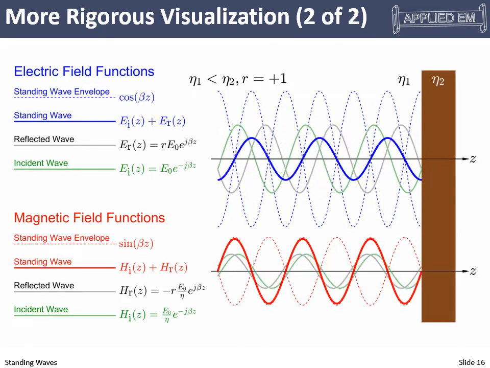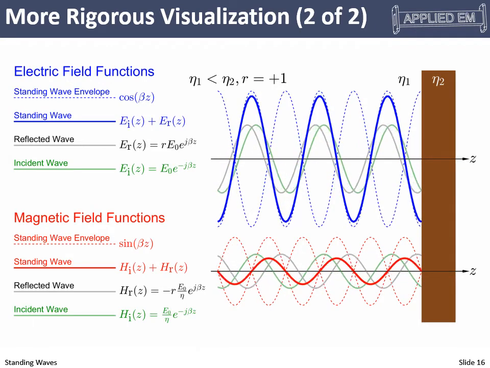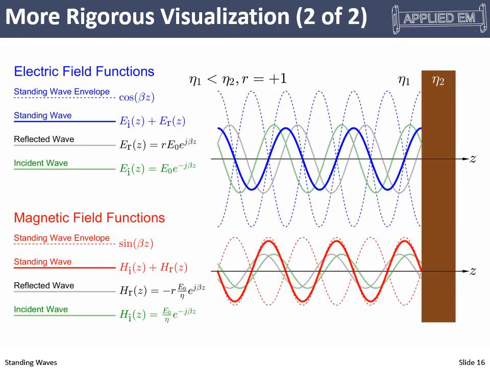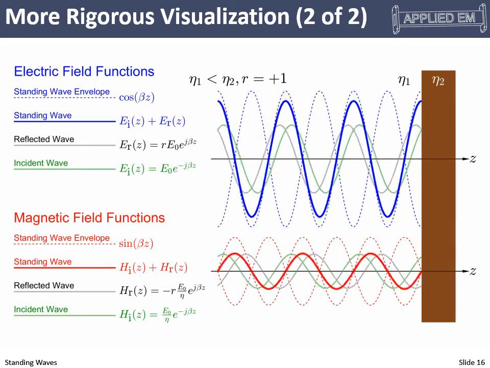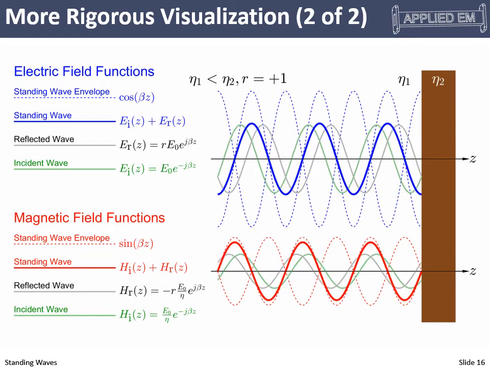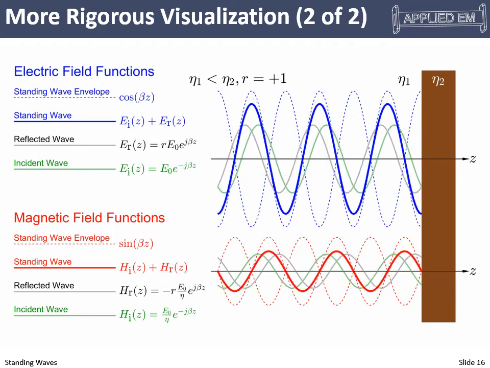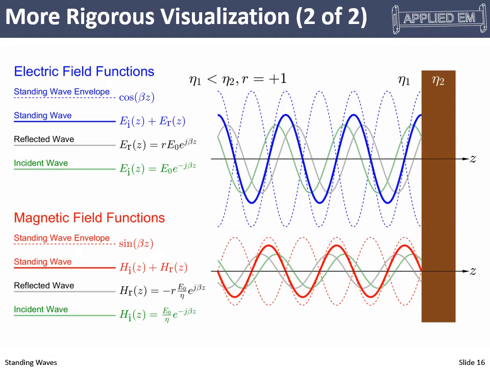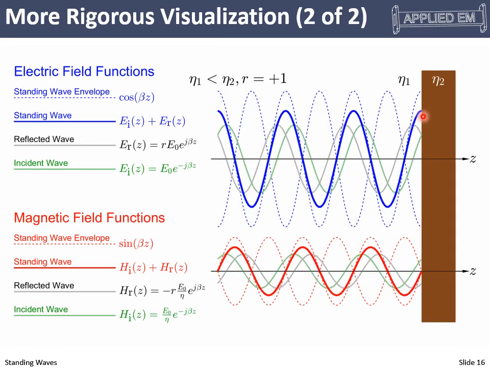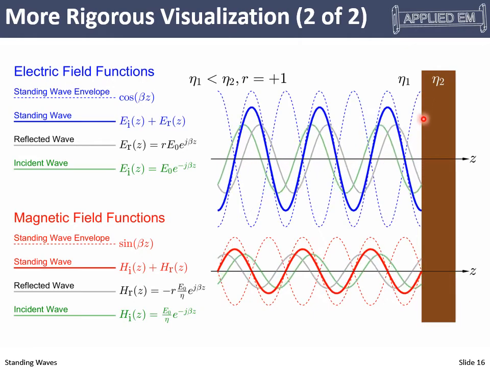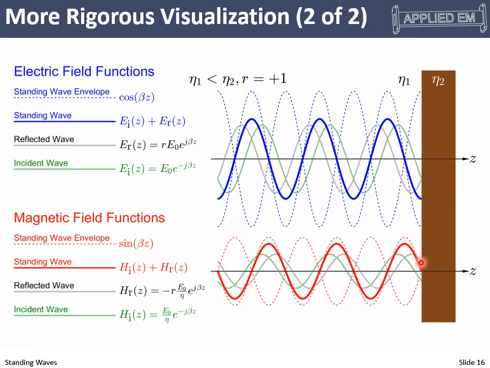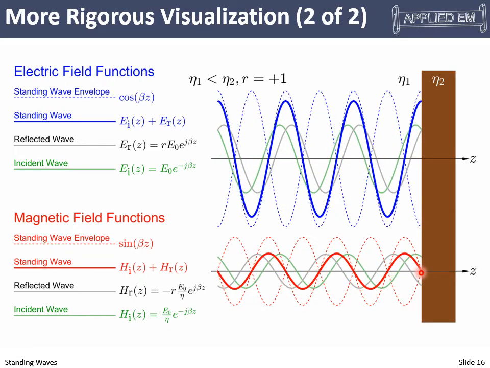Same visualization now, but for the reflection coefficient being positive 1. It's really the same picture. The difference is our standing waves have slid either left or right by a quarter wavelength. So our electric field at the interface, instead of being a 0, is its maximum. Now the magnetic field at the interface is 0.